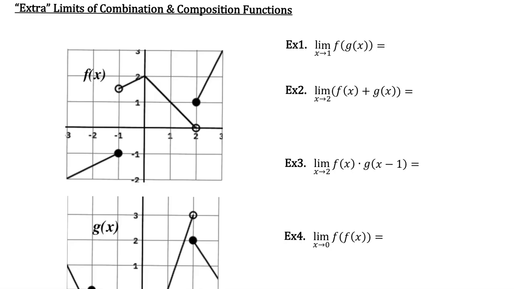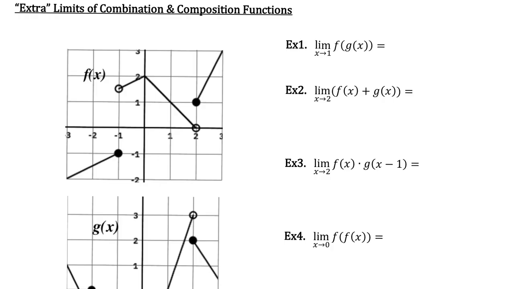Okay, today we're doing extra limits of combination and compositions of functions. Combinations are when you're adding two functions, and then you can just find the limit of each individual one and add the results. Compositions are when you're composing them and finding the limits, and you can compose the limits and then find the result that way.